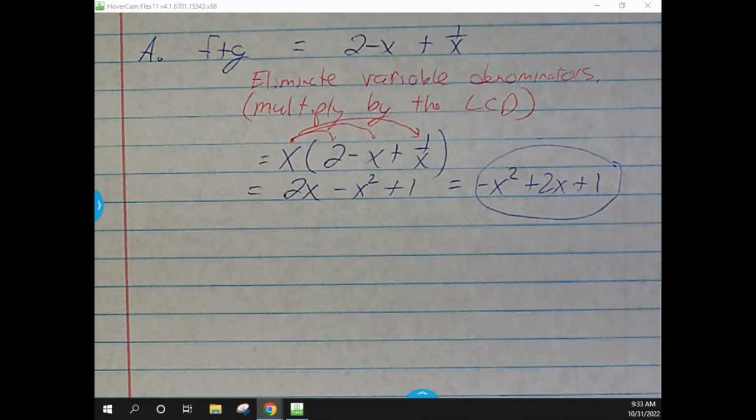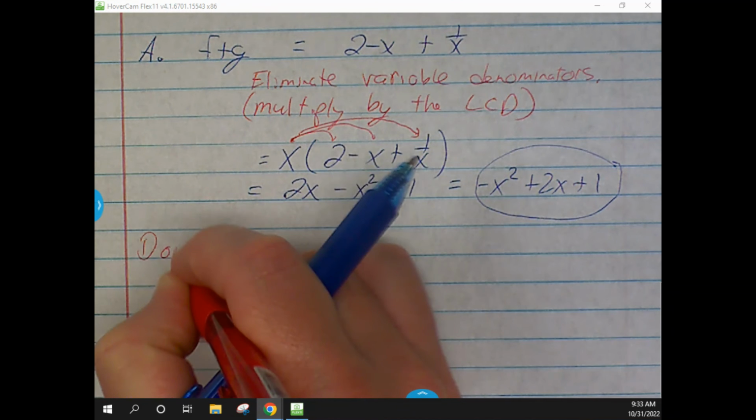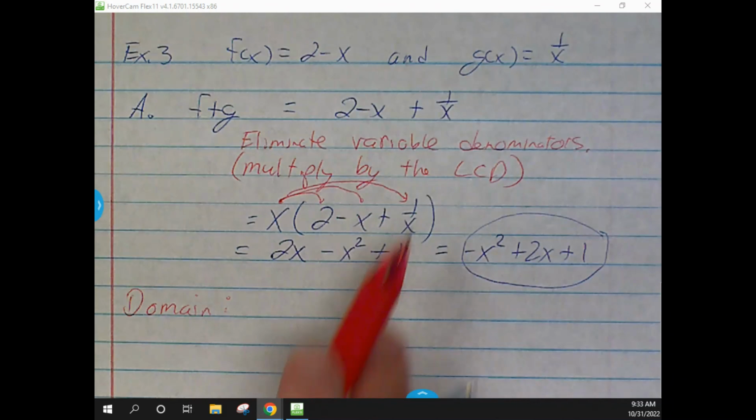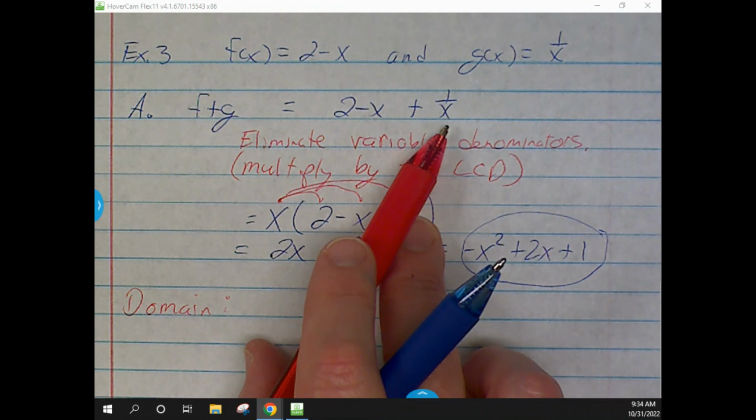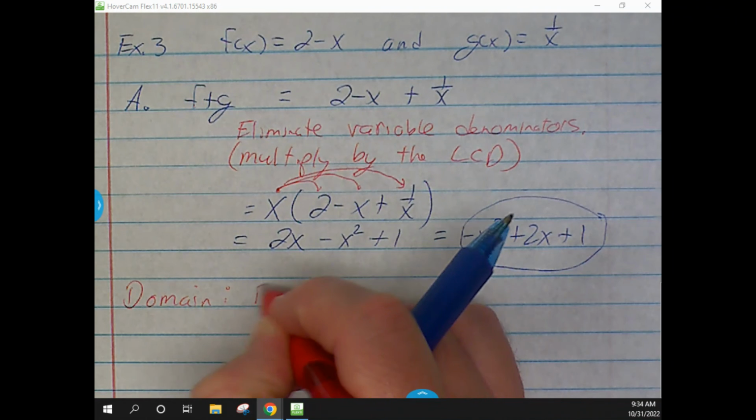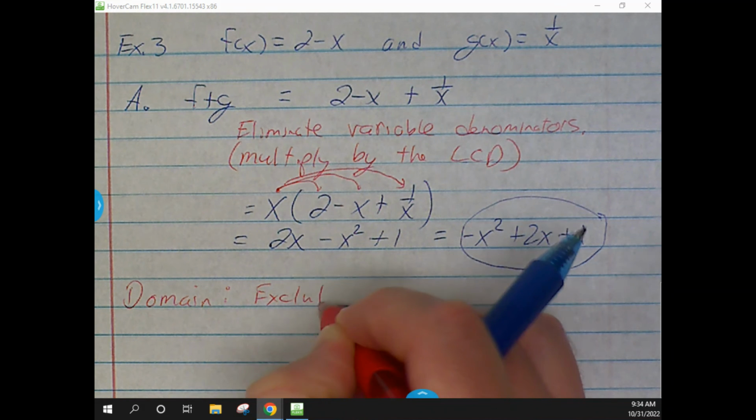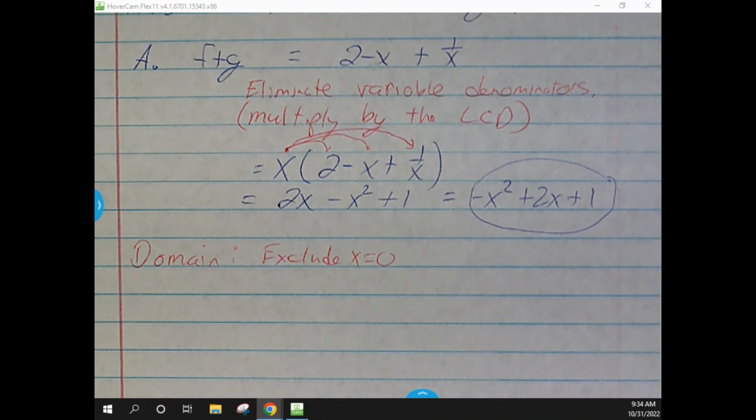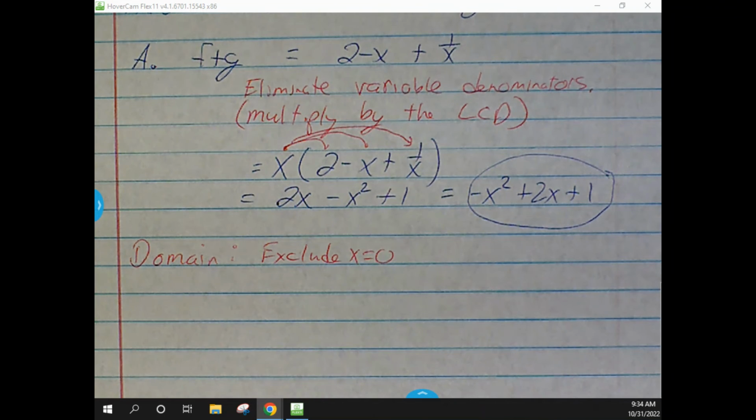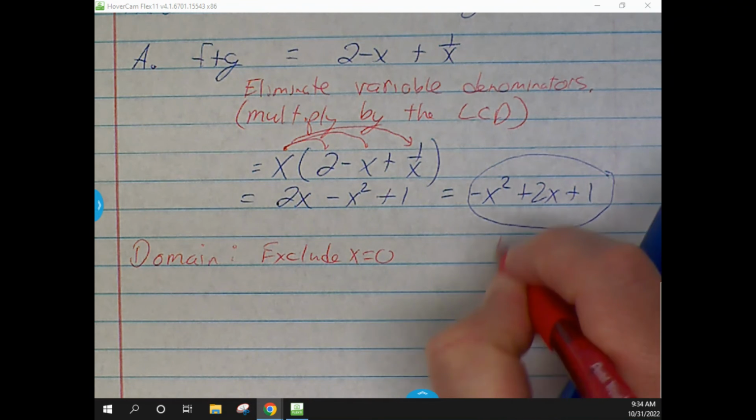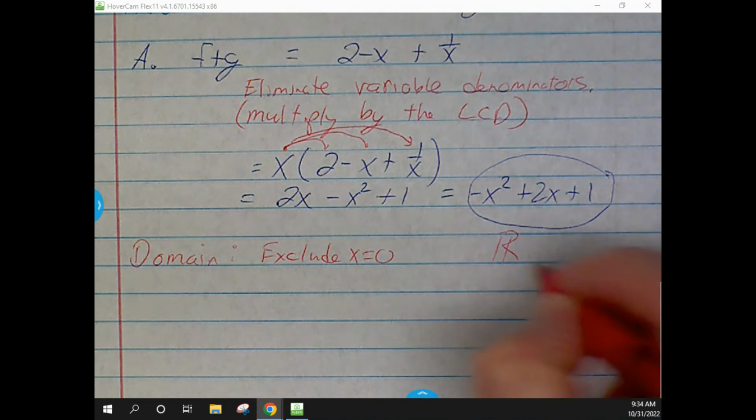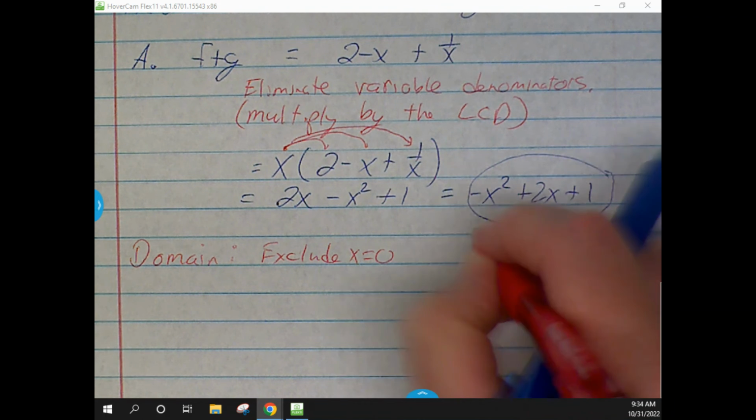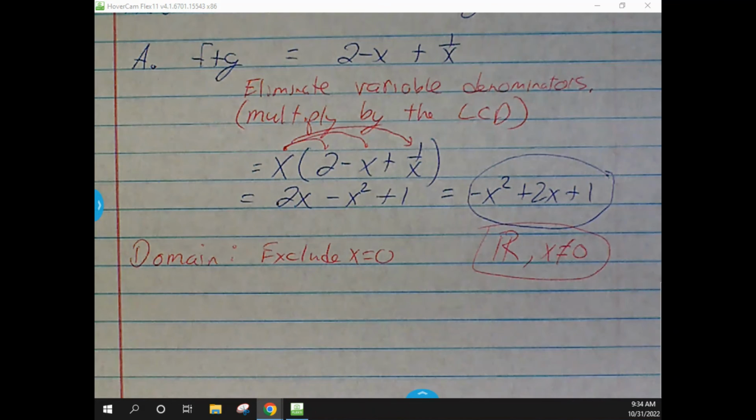So if we go back to the original part of this one, when we talk about the domain, in the very beginning back up here, we had this problem that we've got to exclude x equals 0. And the good news is that when you do that, it's already solved. So basically, when we talk about the domain, it's going to be all real numbers, but x cannot equal 0. So there's our answer, and then there's our domain.